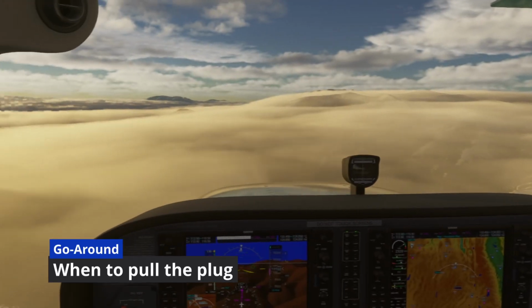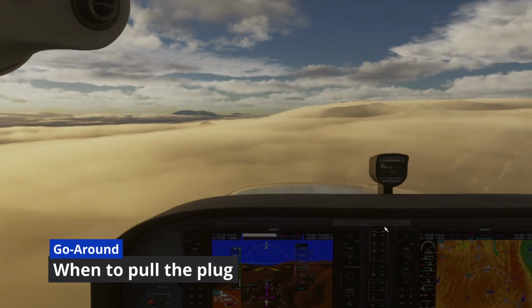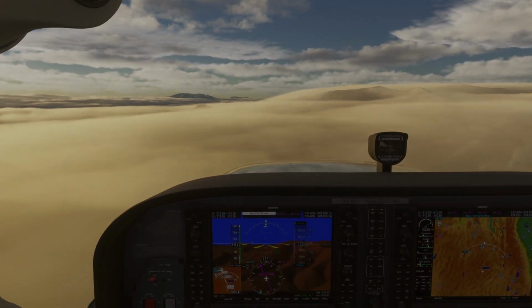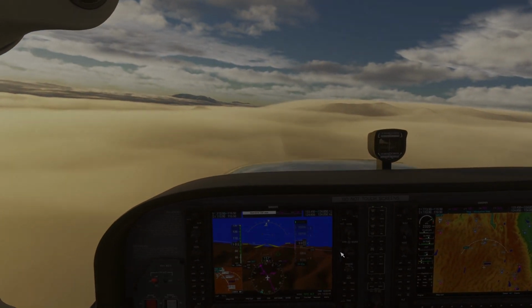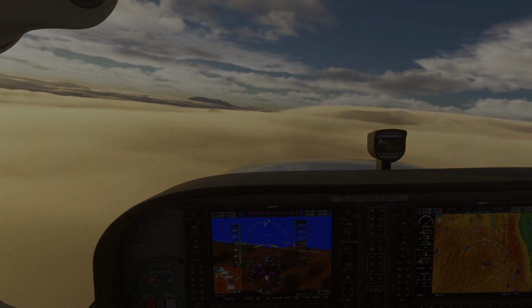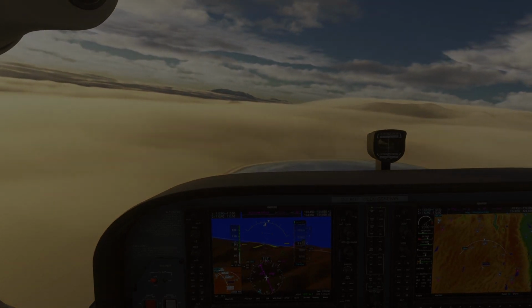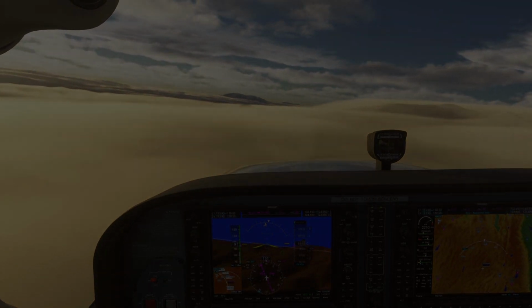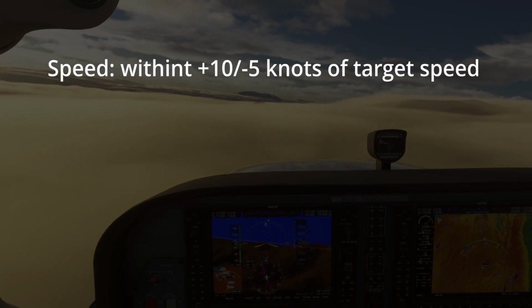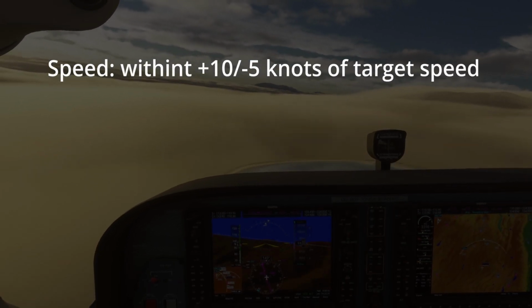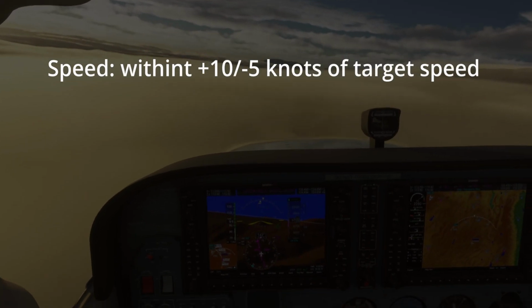But how do you know when to go around? We use the stabilized approach rule. By 1000 feet in instrument meteorological conditions, also known as IMC, you must meet these 4 markers. First, the speed should be plus 10 or minus 5 knots of your target airspeed.